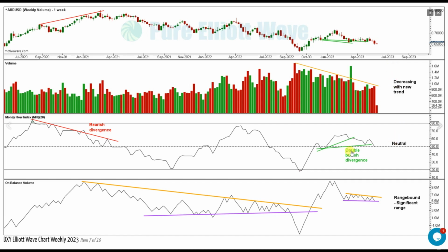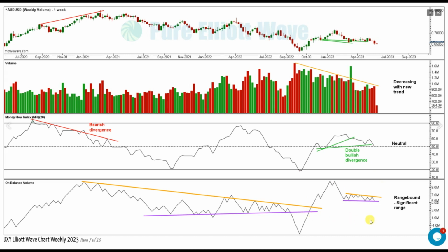Money flow showed bearish divergence between this and this high, with money flow making lower highs as price made higher highs. You can see that resulted in a trend change, and currently we are having double bullish divergence between this low and these lows, and then this high and these highs for pivots on money flow. That is a bullish signal.